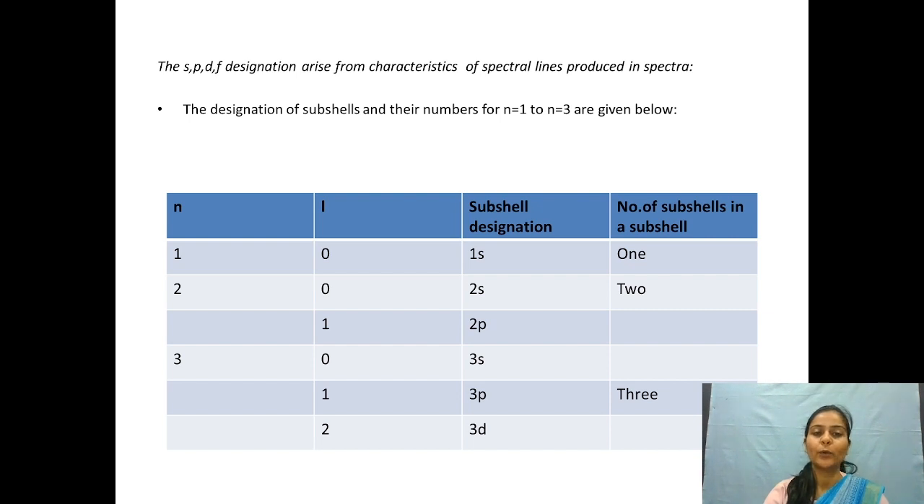Similarly, when l is equal to 1, the principal quantum number remains the same, no doubt. But the designation is written by first writing the principal quantum number n, which here is 2, and the value of l is 1 here. So I have written the designation of the subshell as 2p. So there are two subshells, 2s and 2p. That's why I have written 2 for the overall number of subshells in that particular shell, right?